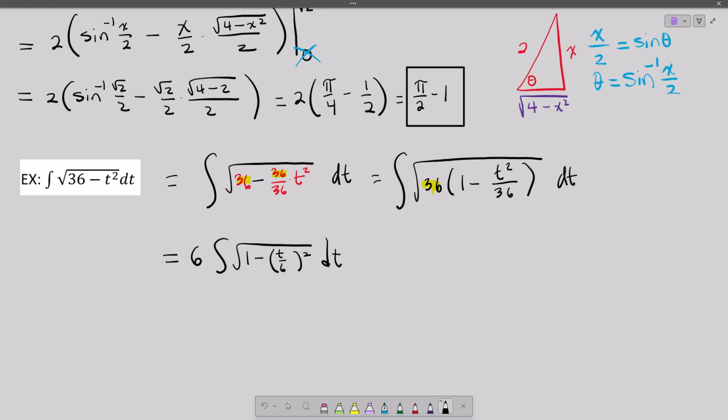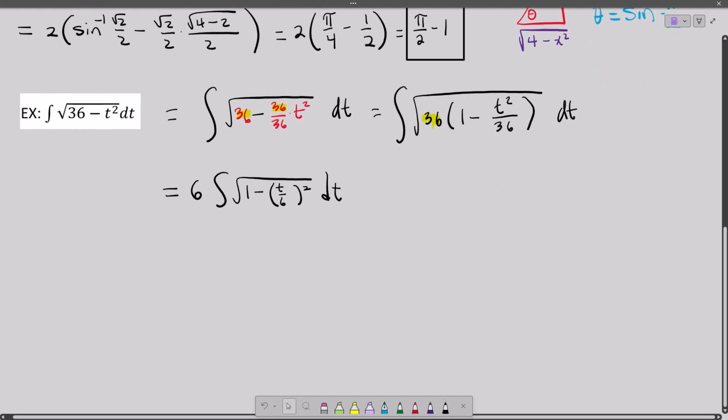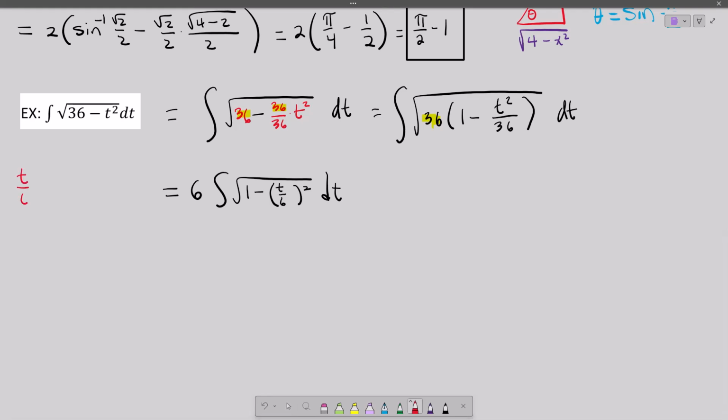All right. So sine, we're going to introduce sine for t over 6. So t over 6 becomes sine. Take the derivative of both sides and write it as 1/6 dt equals cosine of theta d theta. All right, so let's do that substitution.